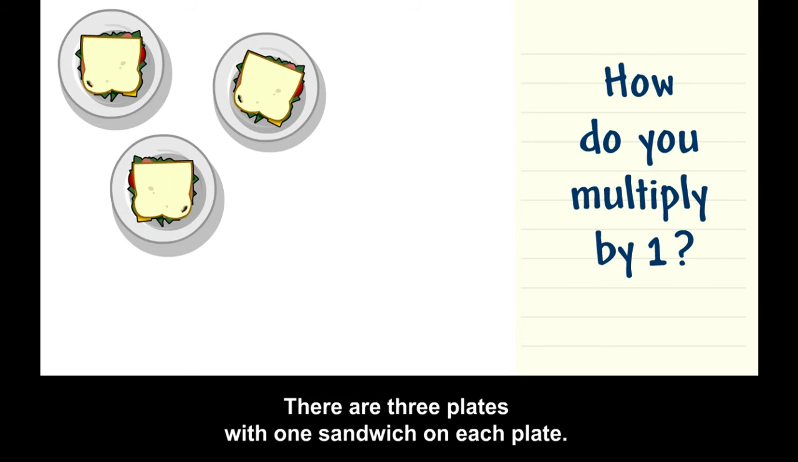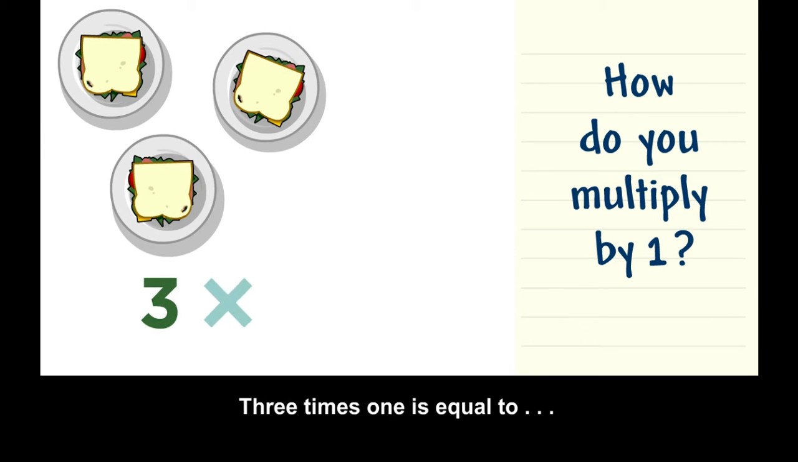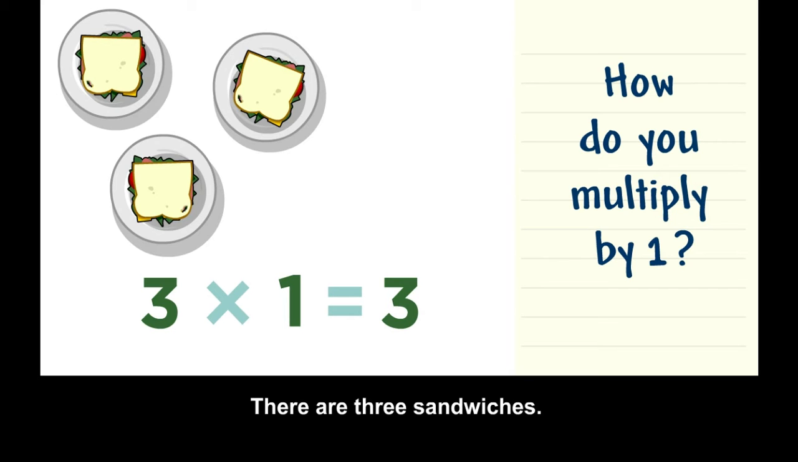There are 3 plates with 1 sandwich on each plate. How many sandwiches are there? 3 times 1 is equal to 3. There are 3 sandwiches.